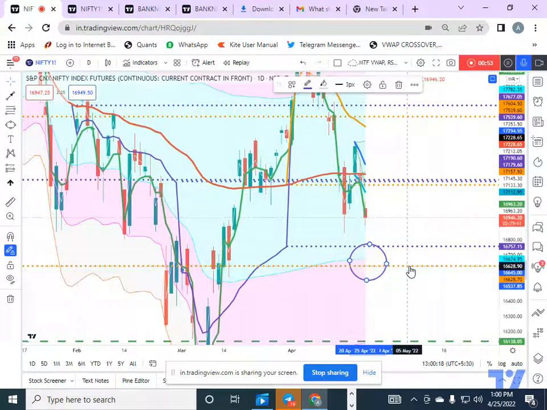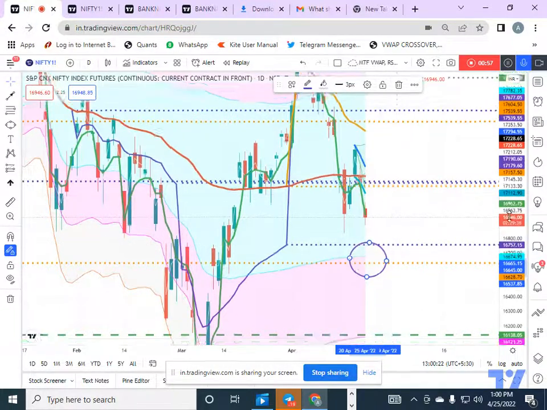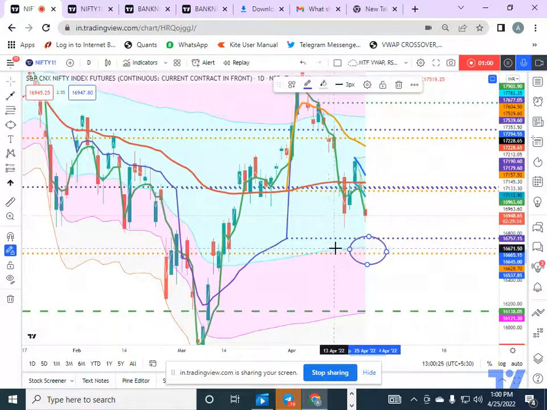To remember: 16,630 and 16,750. And this is from the point of view of the yearly VWAP, standard deviation of minus one also.